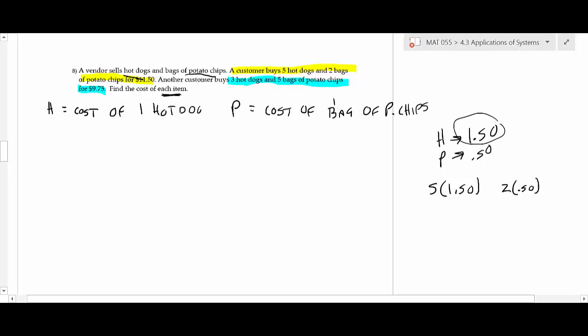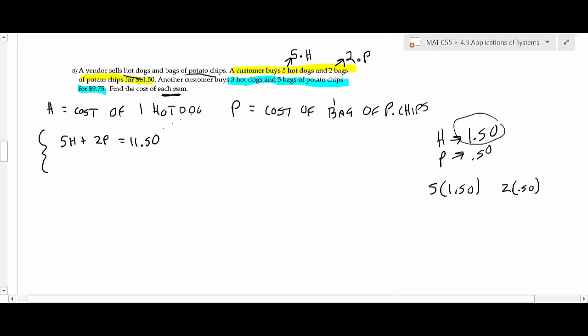So what we're going to do is we're going to set up a system of equations. So the system goes like this. Okay, the first equation, you have 5 hot dogs. So that just becomes 5 times H. You have 2 bags of potato chips. So that just becomes 2 times P. You're just multiplying the cost of a hot dog times the 5 that you're buying. So your first equation would then be 5H plus 2P, and that's going to be equal to $11.50. Okay, that's what they add up to. Does that make sense? Tell me if that's a sensible equation to you.